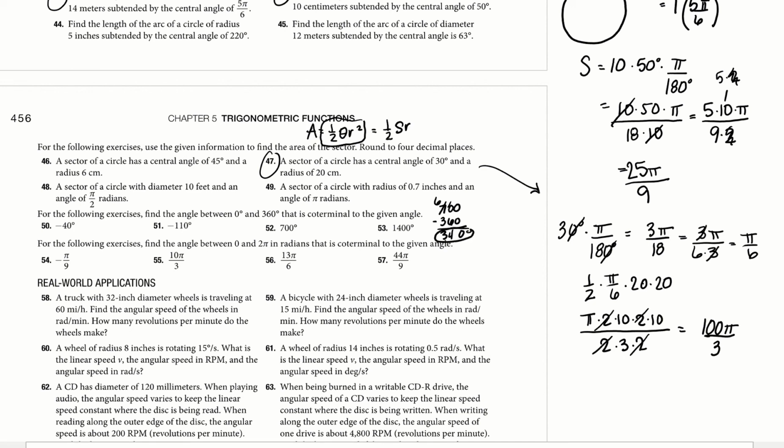So let's try a negative one. This is number 51. So we have -110. We're just going to keep adding 360. And that's how we would use this one. So for here, negative pi over 9, we would add 2 pi. But you're going to have to find a common denominator. So it's going to be negative pi over 9 plus 18 pi over 9.